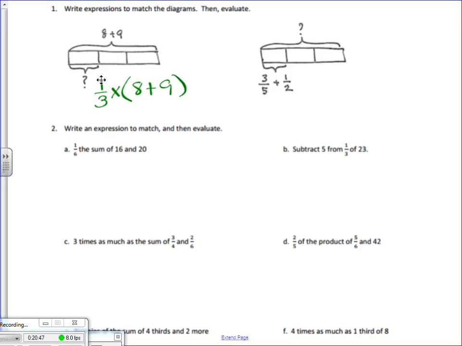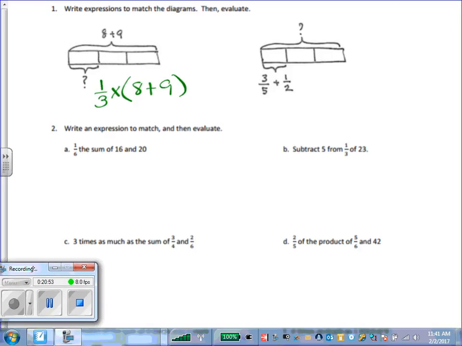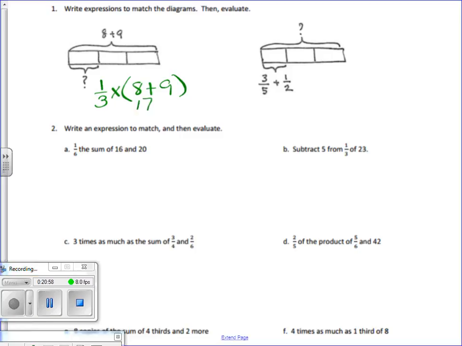So what is the question mark actually worth? When it says evaluate, 8 plus 9 is 17. 1/3 of 17 is 17 thirds, which you don't leave, it's improper. 5 and 2/3. If you divide 17 by 3, 3 goes into 17 5 times with a remainder of 2. Are you writing this down? Please tell me you're writing this down.